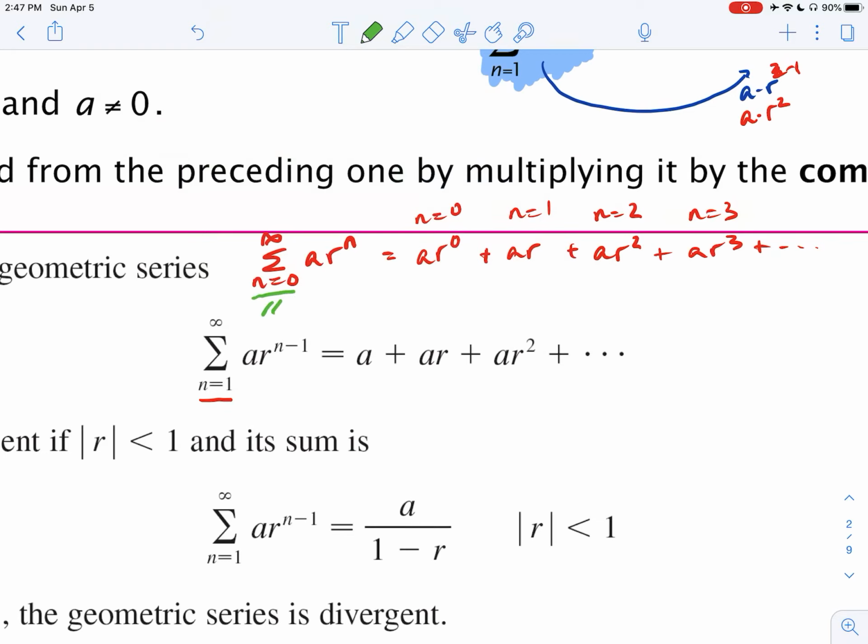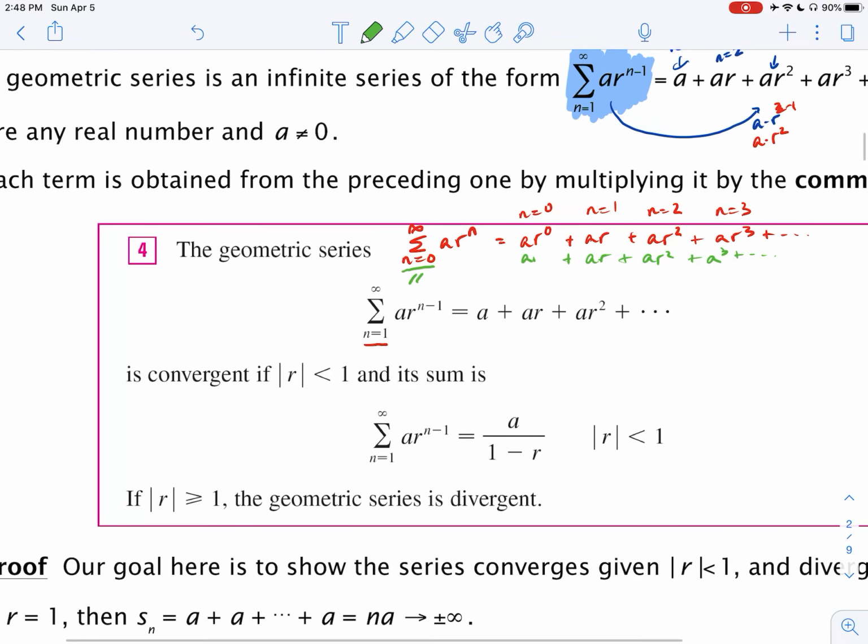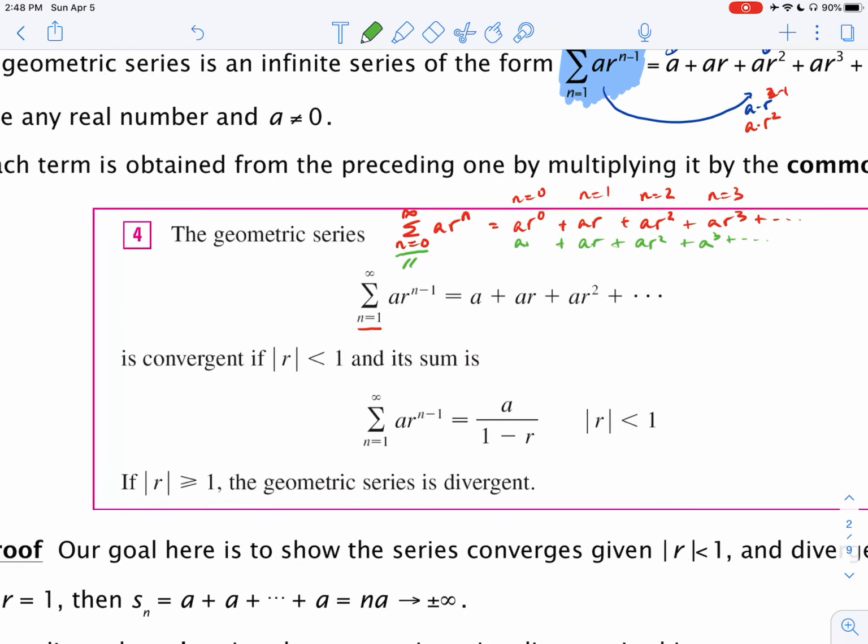So that is something to take note of, because this term actually ends up being just a, right? So it would be the equivalent sum of terms. Okay. So this is our very first series test, and it comes from one of the theorems from the previous section, that if the absolute value of r is less than 1, then the limit as n goes to infinity of r to the n is going to equal 0. So we'll see this in a second with our proof.